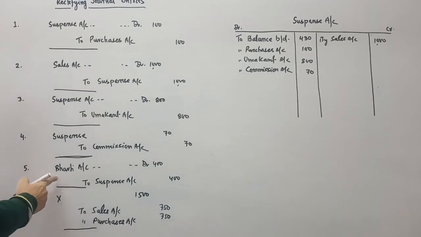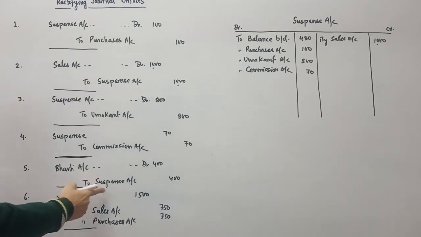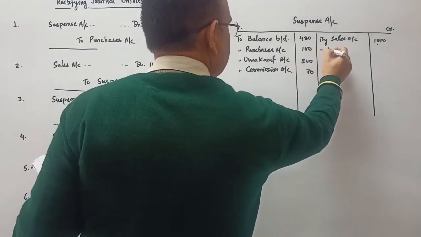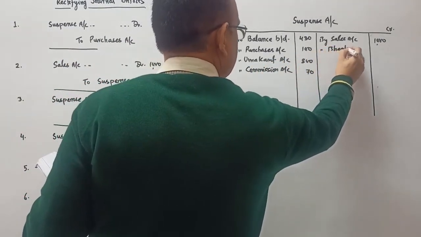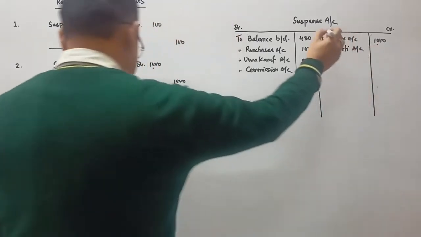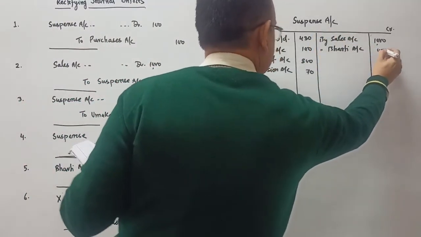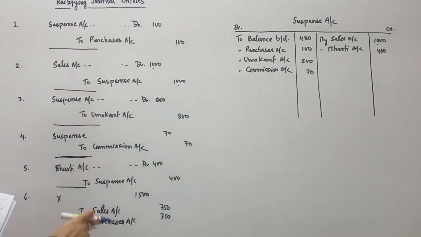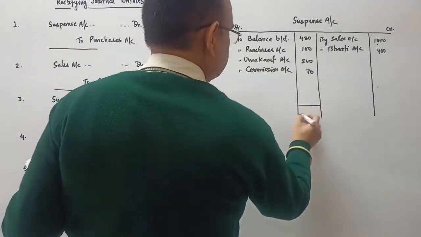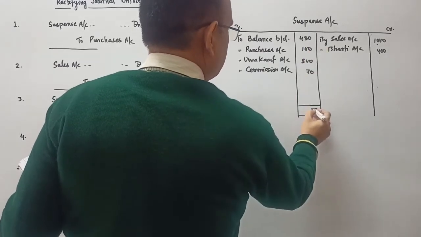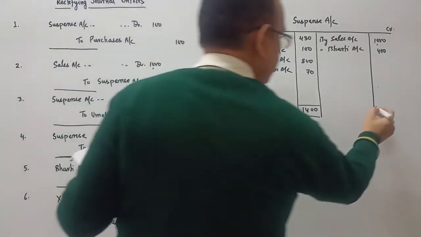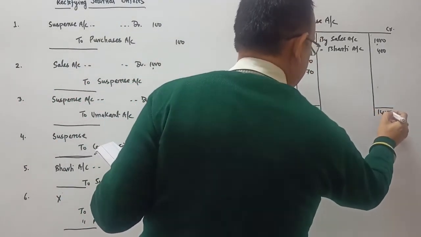Now coming to here, fifth number, Bharti account debit to suspense. Suspense is on credit, so we'll do the posting in the credit side by Bharti account, that is 400. Next is here, no suspense is on debit and credit, neither on debit side nor on credit side. Now do the total. So this side total is 1400, and this side total is 1400.